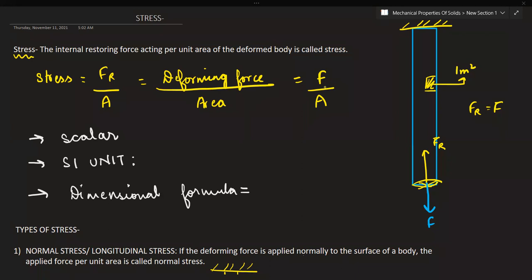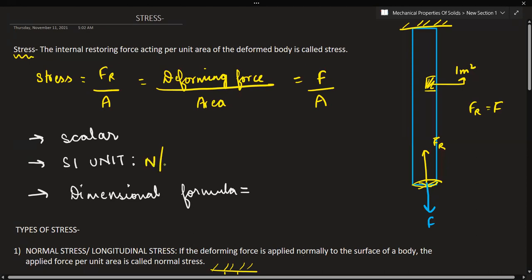You must have done that in laws of motion. Ma'am, Newton. Newton, exactly. And for area, it's meter square. For length, it's meter. For area, it's meter square. And also, I'll tell you that 1 Newton per meter square is equal to 1 Pascal. So you can write the SI unit of stress as Newton per meter square as well as Pascals.